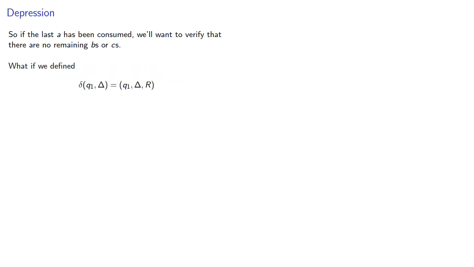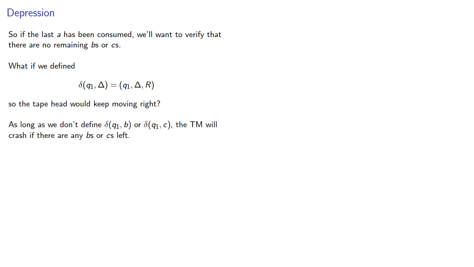So what if we defined our move from Q1 with the blank to move right? So the tape head would keep moving to the right. As long as we don't define a move from Q1 if we read B or C, the Turing machine will crash if there are any B's or C's left, which is what we wanted to do. So this should work. Or will it?